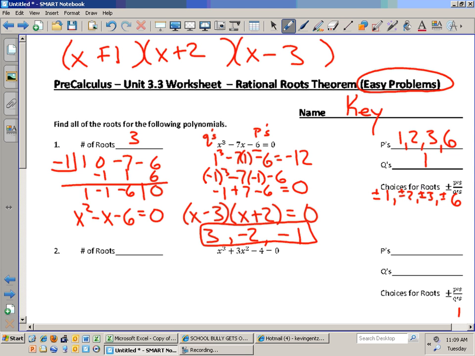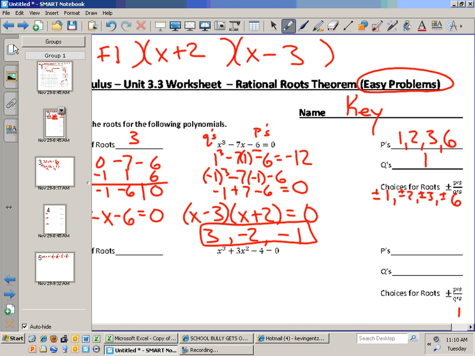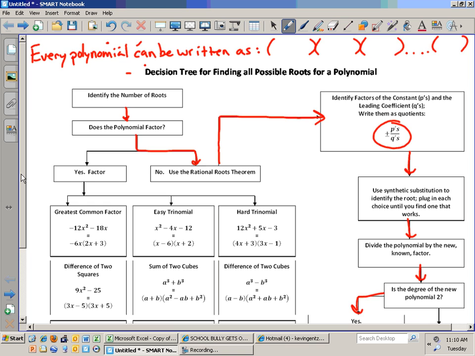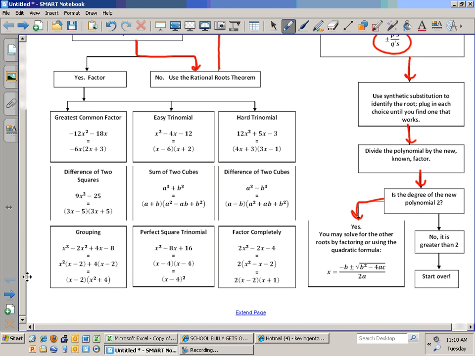Now, let me ask you this. If I would have come up with a third degree polynomial, what would I have to do then? Start over. Yeah, if you look at the process map, it does tell you that if the degree of the polynomial is not 2, if it's greater than 2, then you got to start over and start plugging in your p's and your q's again.